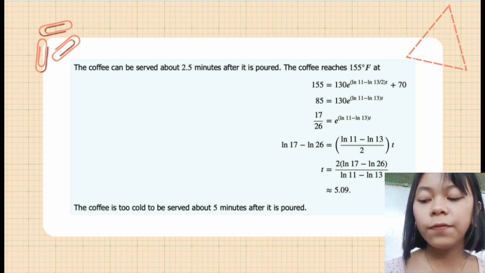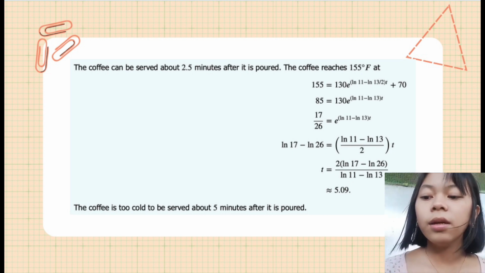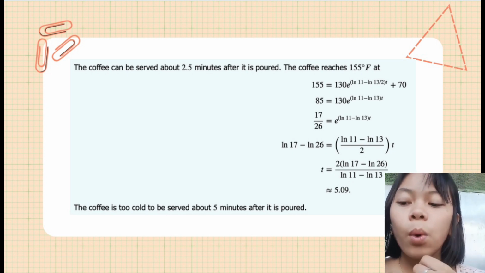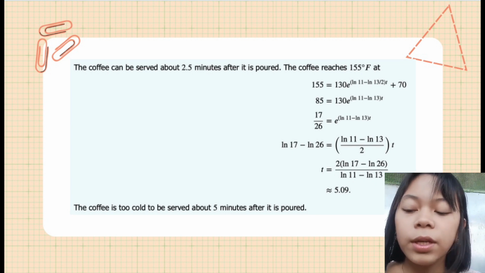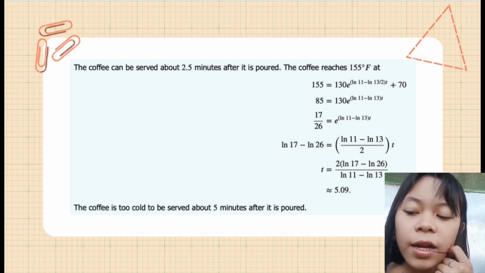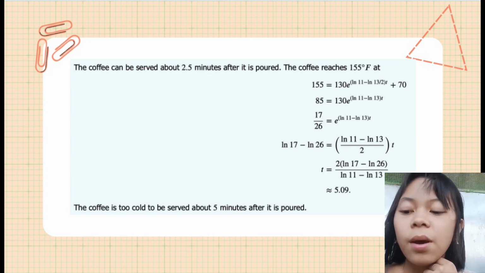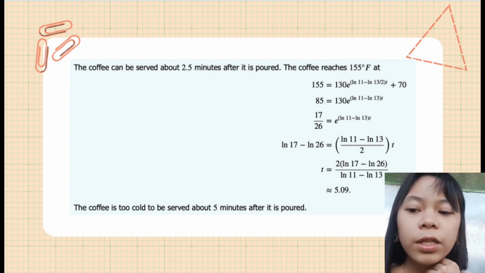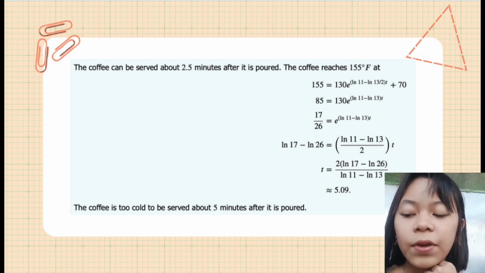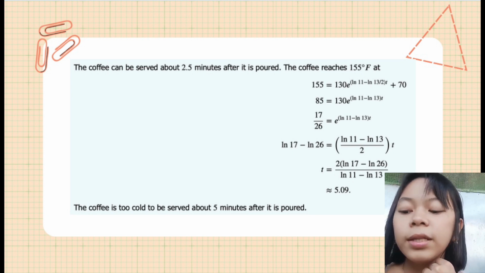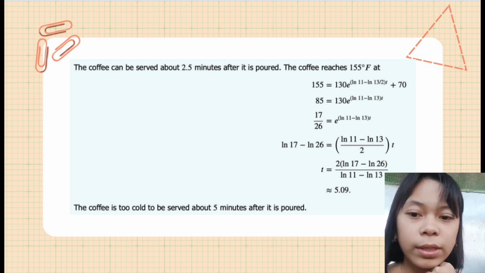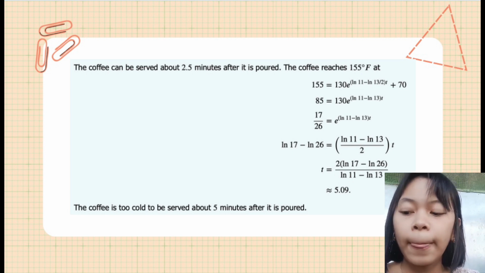The coffee reaches 155 degrees Fahrenheit when 155 equals 130e raised to (ln 11 minus ln 13) over 2 times t, plus 70. 85 equals 130e raised to (ln 11 minus ln 13) over 2 times t. 17 over 26 equals e raised to that same exponent. ln 17 minus ln 26 equals (ln 11 minus ln 13) divided by 2 times t. t equals 2 times (ln 17 minus ln 26) divided by (ln 11 minus ln 13), which is equal to 5.09. Therefore, the coffee is too cold to be served about 5 minutes after it is brewed.